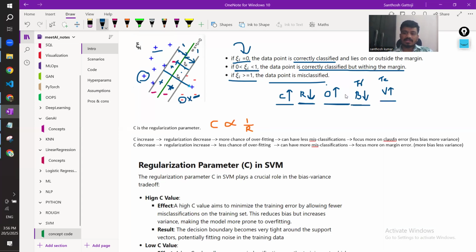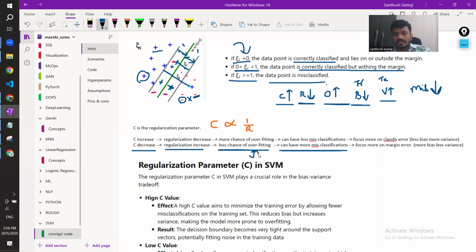Since it is working very well on the trained data set, you will have fewer misclassifications, less bias and more variance. The other way around, if you decrease C, the R will increase. A lower value of C means a higher value of regularization. If you have more regularization, there will be less chance of overfitting, so you can have a bit more misclassifications. Why? Because there is no overfitting.